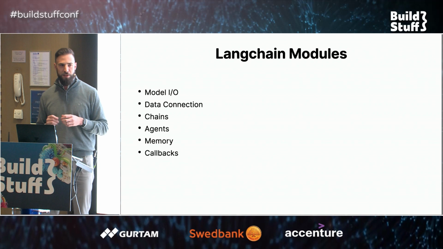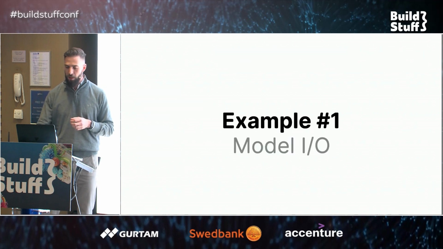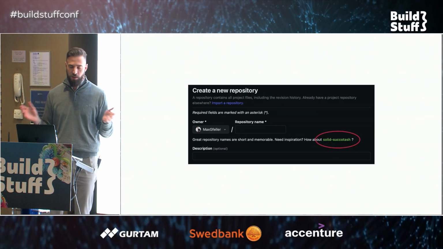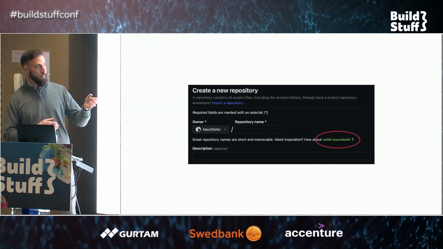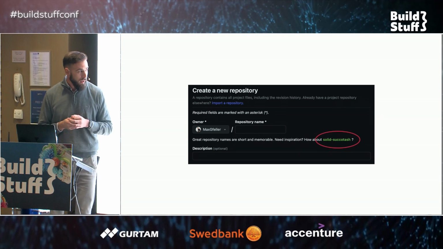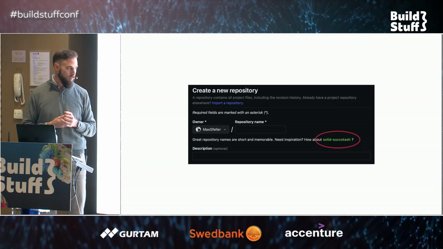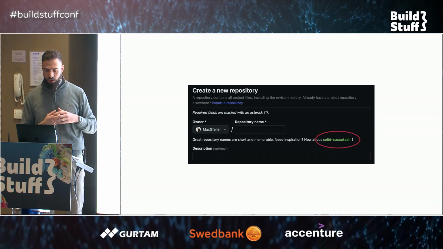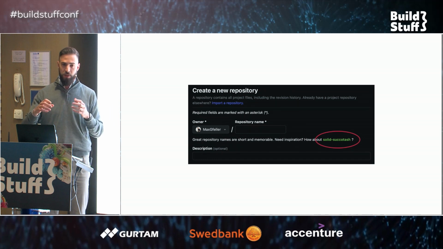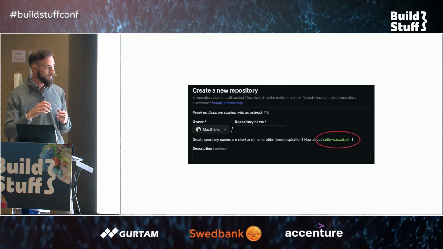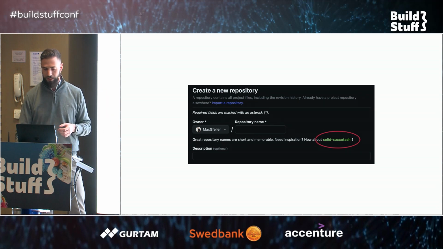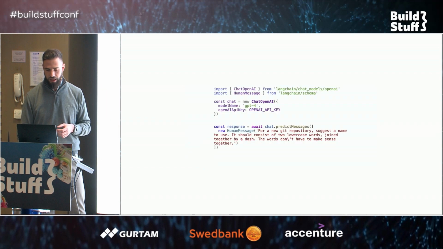But let's get started with a very simple example with the model I/O. The use case could be, for example, something like this. On GitHub, if you create a new repository and you haven't entered a repository name yet, it will suggest one to you. It's usually two words joined together by a dash. And that's something that we could easily build with an LLM. So how would we do that?